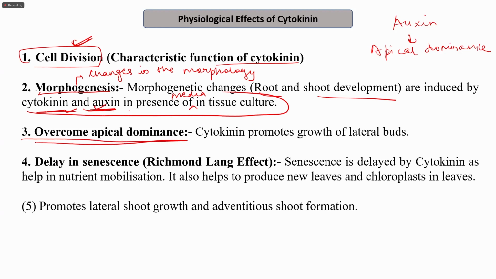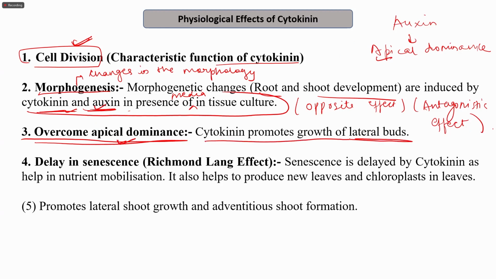So we see here that auxin and cytokinin have an opposite effect. Such an effect is known as an antagonistic effect. Antagonistic, that is, against each other. Apical dominance was observed in auxin, while cytokinin helps in overcoming apical dominance; it promotes the growth of lateral buds, while auxin was promoting the growth of the apical buds. Both are growth promoting hormones.